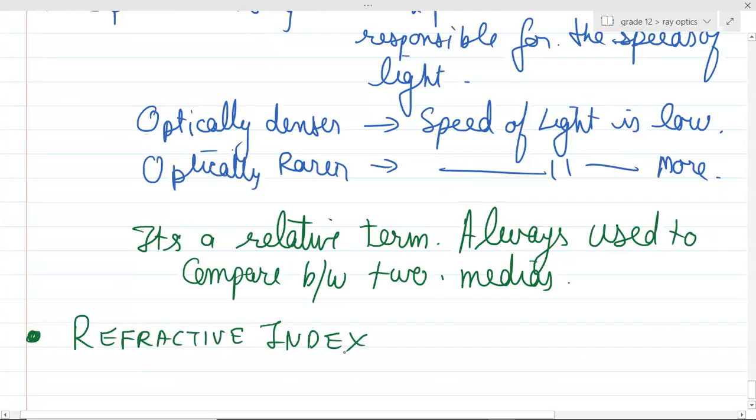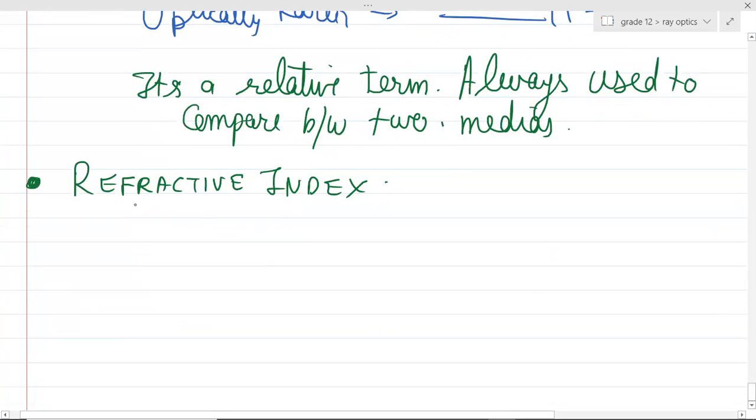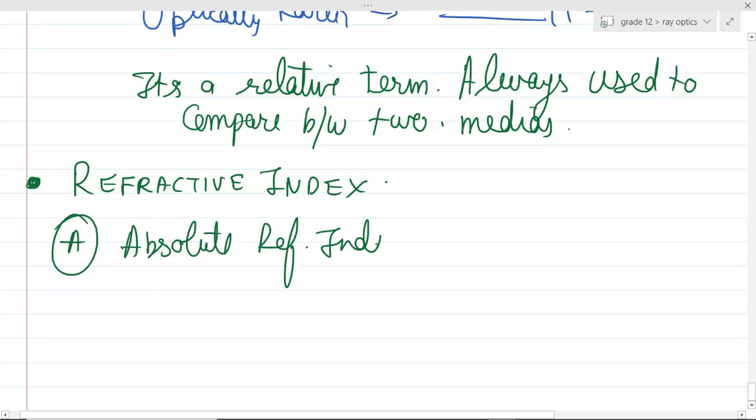Today we'll at least do the basics of everything. I'll try my best, JEE level and NEET level we'll do later on, but at least the school level we'll try to finish. So refractive index. What is refractive index, guys? There are two different types of refractive index. One is the absolute refractive index, denoted by mu or n.